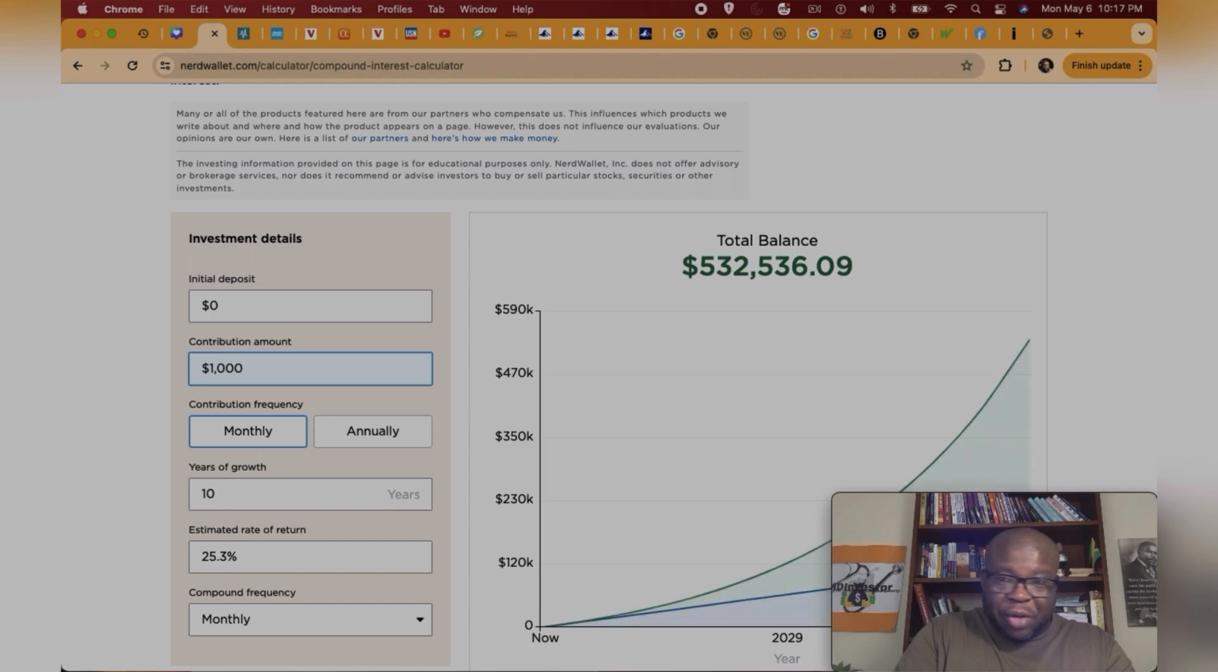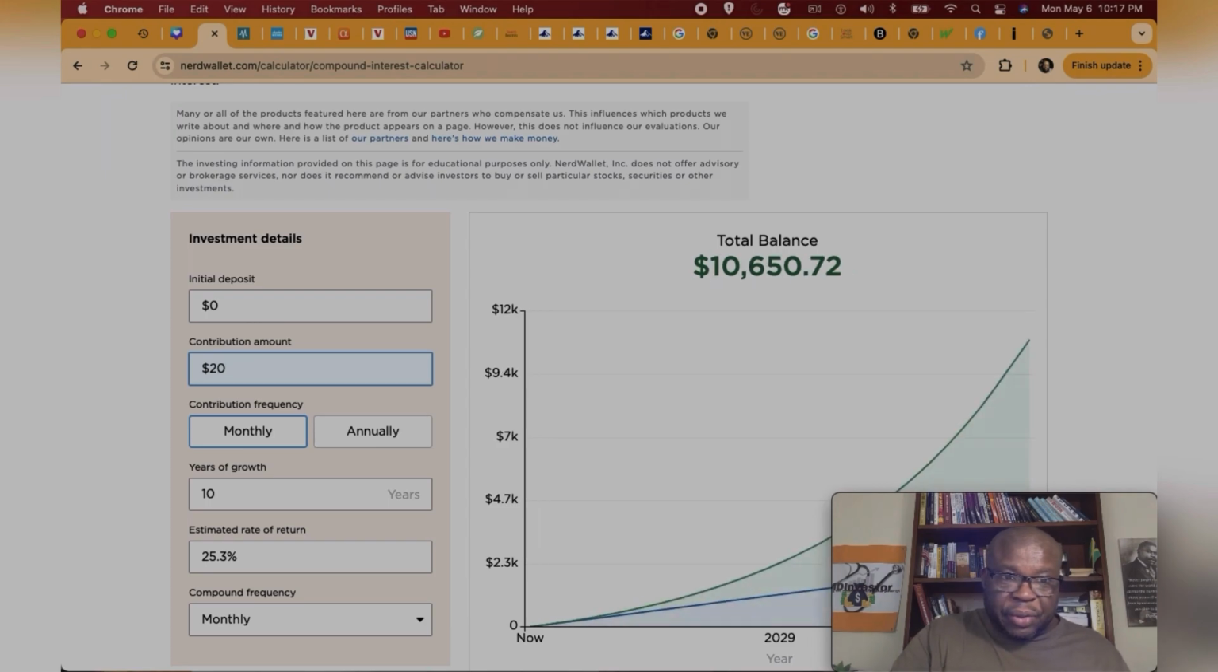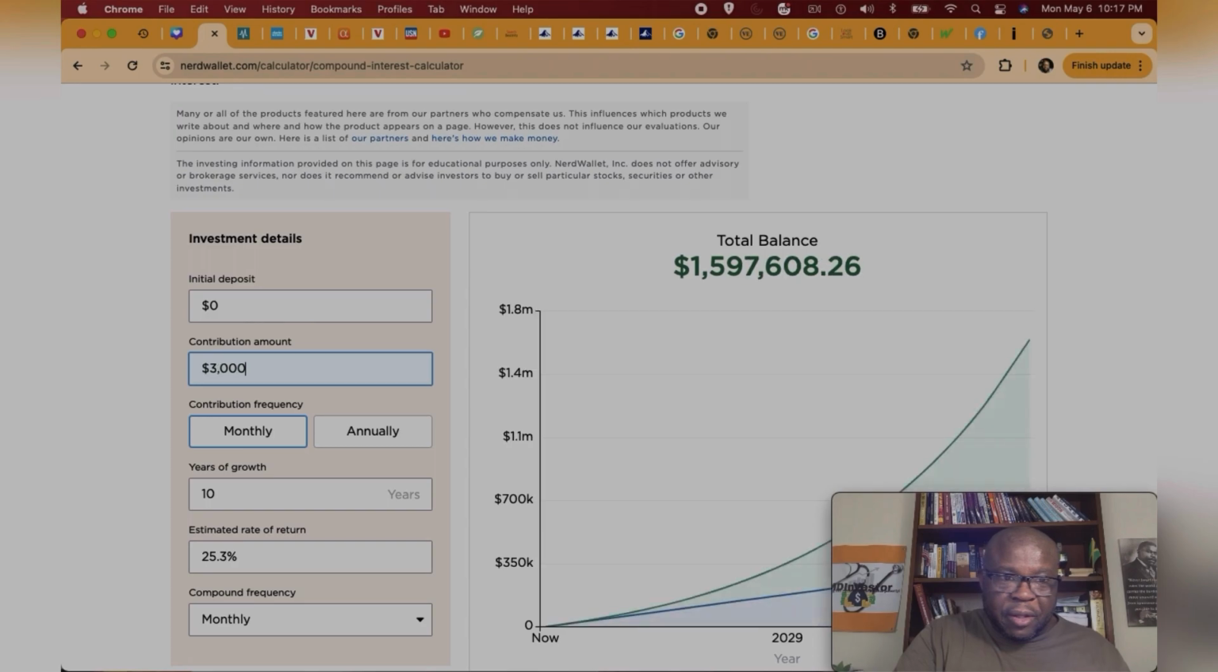Imagine you were doing $1,000 a month, right? You're able to save your money, cut down your expenses, and contribute $1,000 per month for 10 years. Your total portfolio value from $1,000 a month would be over $500,000, $532,000. Excellent. What if you're able to do $2,000 every month? In 10 years, your portfolio value would be almost $1.1 million. Let's go to $3,000 every month. Portfolio value would be about $1.6 million.